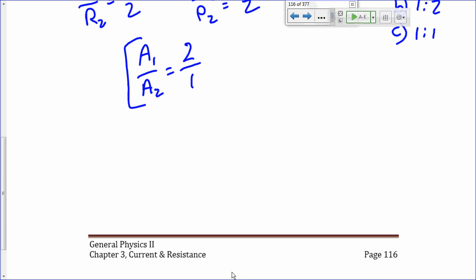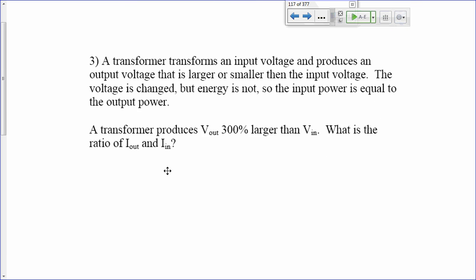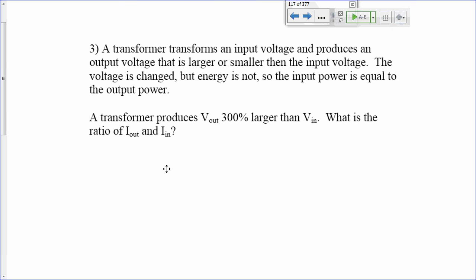All right, let's wrap up with this last question. This is very interesting. We'll talk about transformers in the next chapter, but a transformer transforms an input voltage and produces an output voltage that is larger or smaller than the input voltage. This happens in those big oil cans that sit outside your house. They take a voltage from the power lines out on the street, and they convert it to a voltage that you can use in your house.